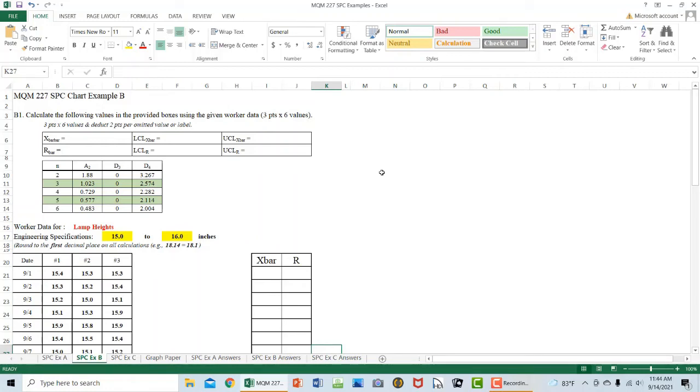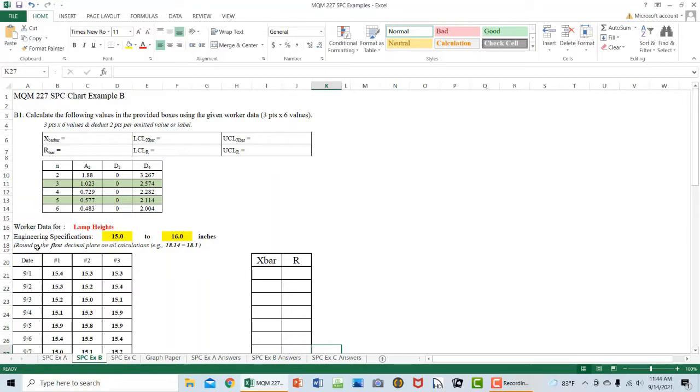Today we will talk about SPC chart example B, very similar to example A with some subtle differences, especially in terms of interpretation. So looking at lamp heights, it can be between 15 and 16 inches. Those are engineering specifications, what the engineering people say, not what our equipment can or cannot hold. It's just what they dictate.